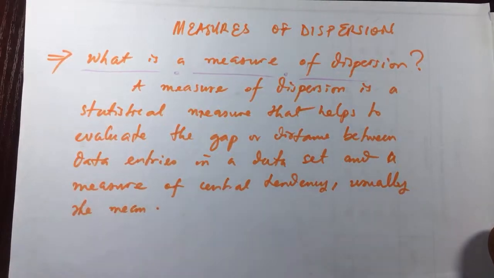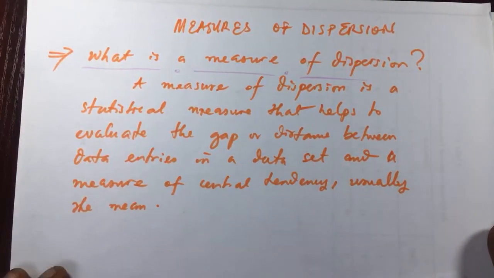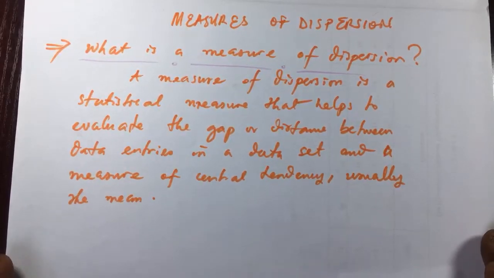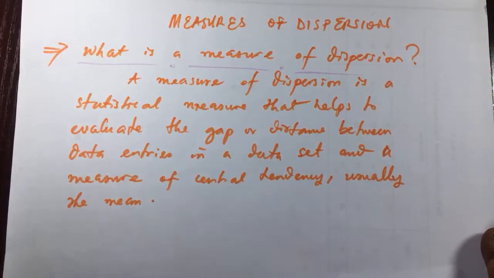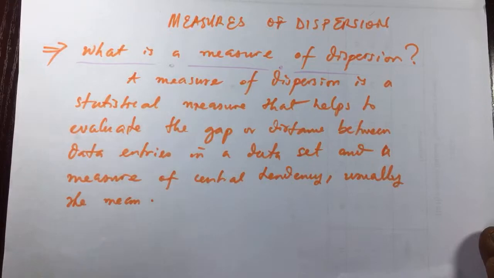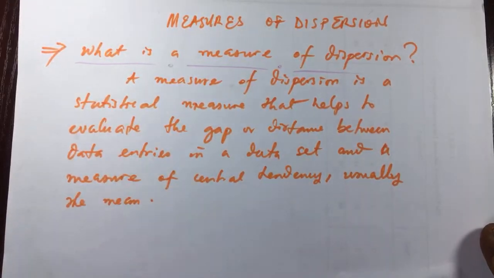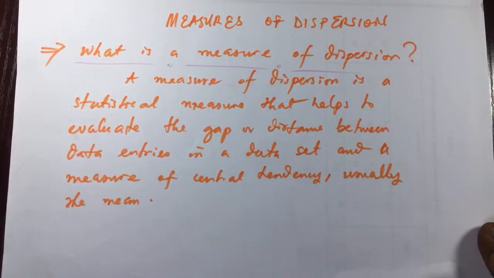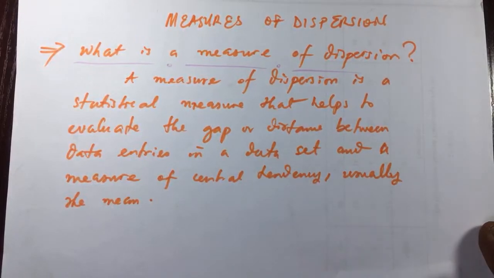Now, for you to talk about a measure of dispersion, you must make reference to a measure of location or a measure of central tendency. And the question is why? Let me give you an instance from a real life setting.